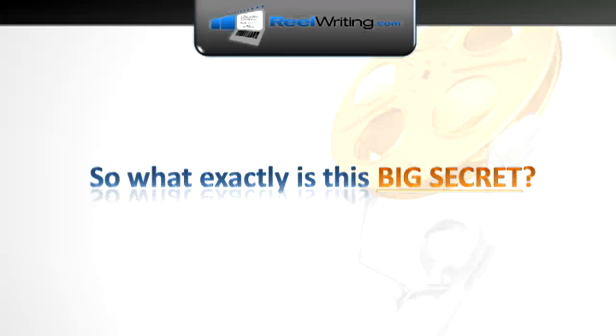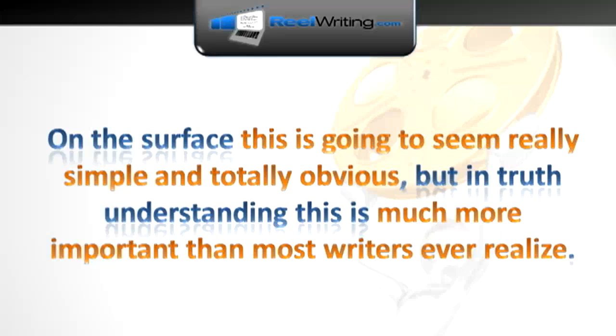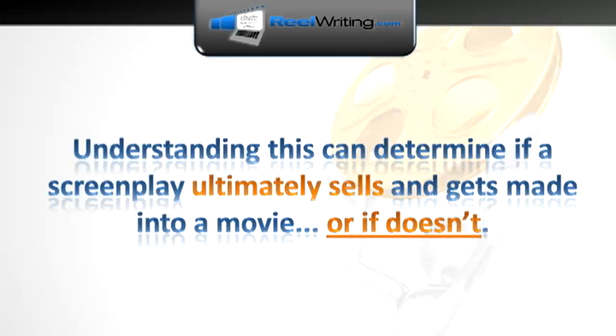So what exactly is this big secret? You see, there are really only two types of movies. Now, I'm not talking about genre or concepts such as a character-driven movie or a plot-driven movie. That's not what I'm talking about here. I'm actually talking about something much more fundamental that all really good movies have in common. Now, on the surface, this is going to seem really simple and totally obvious. But in truth, what I'm about to explain is much more important than most writers, even many professional writers, ever realize. And understanding this and its implications can very well determine if a screenplay ultimately sells and gets made into a movie, or if it doesn't. And this applies to both professional working writers and aspiring writers alike.